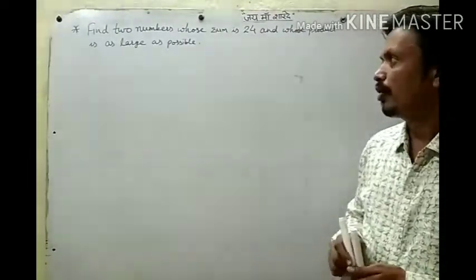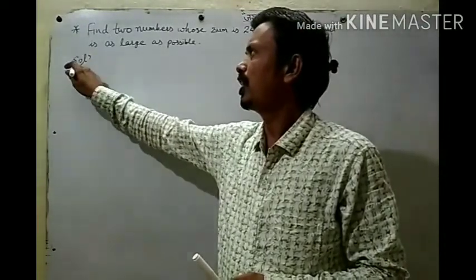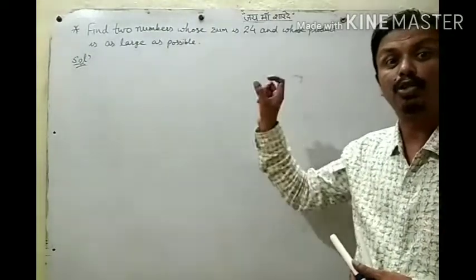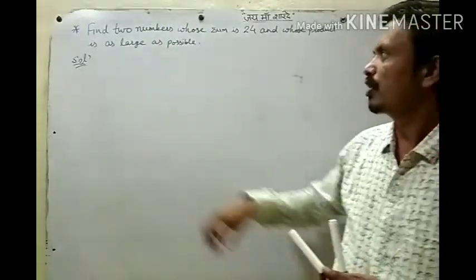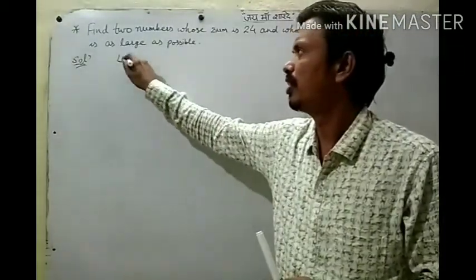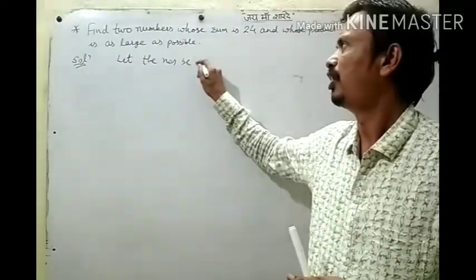Okay? So first thing in this type of questions, your first step will be what is unknown. What is unknown? What we have to find, or what we have to maximize, minimize. So here we need two numbers. So first thing, we can assume let the numbers be x and y.